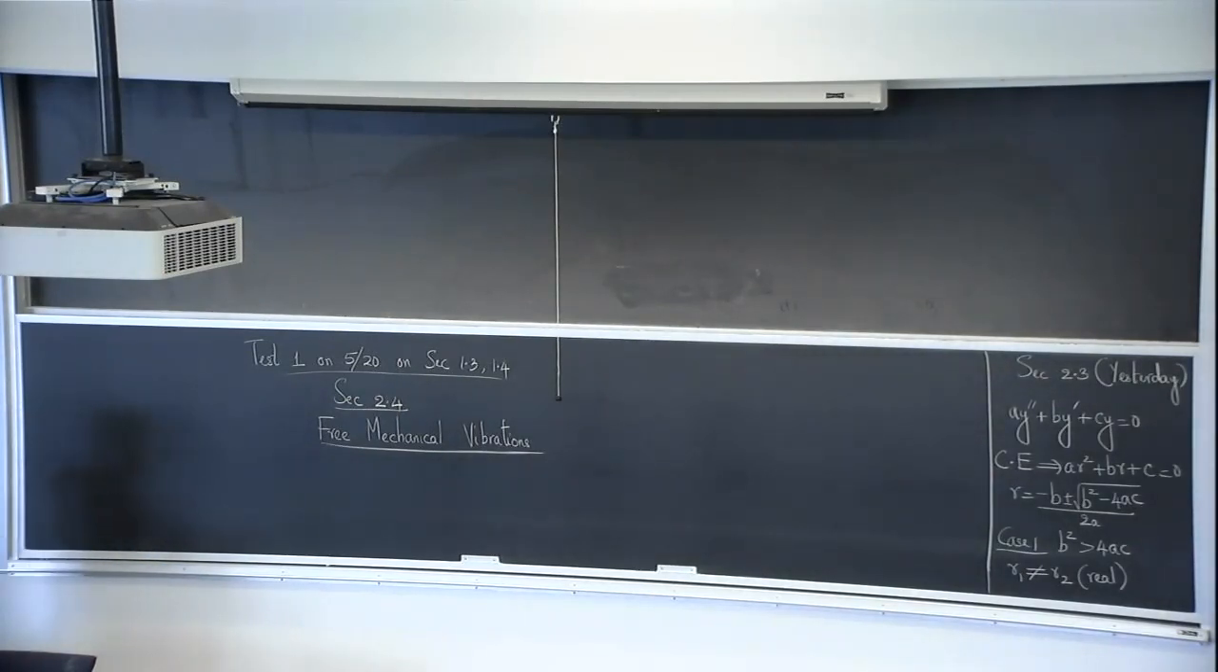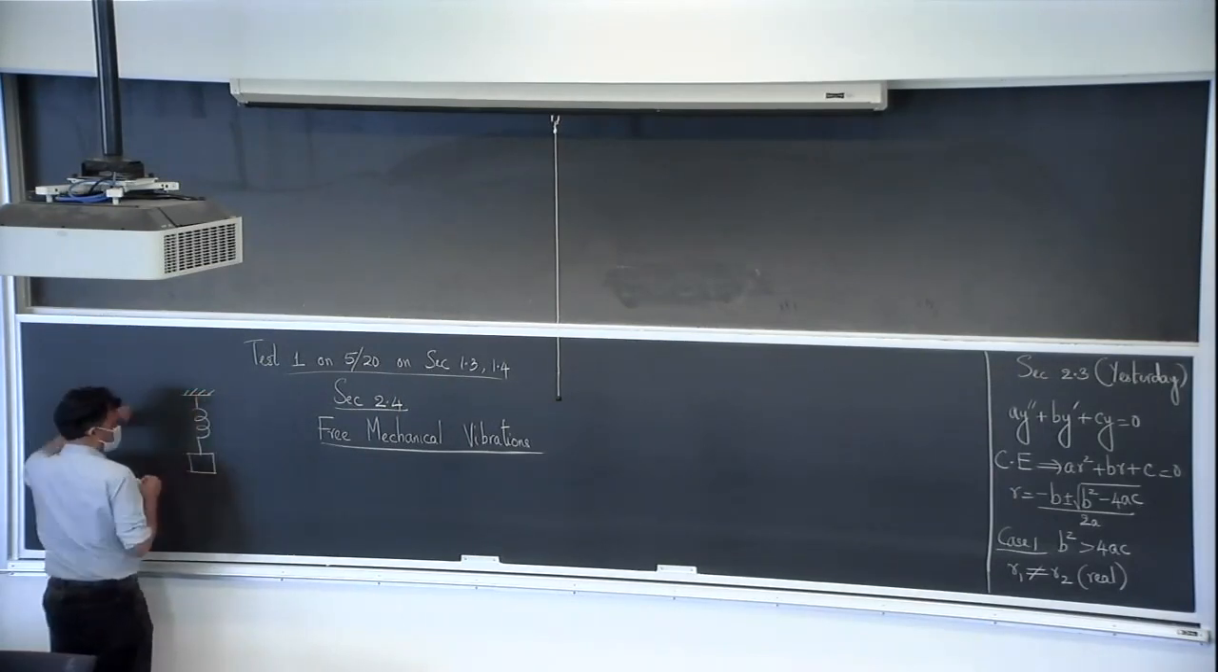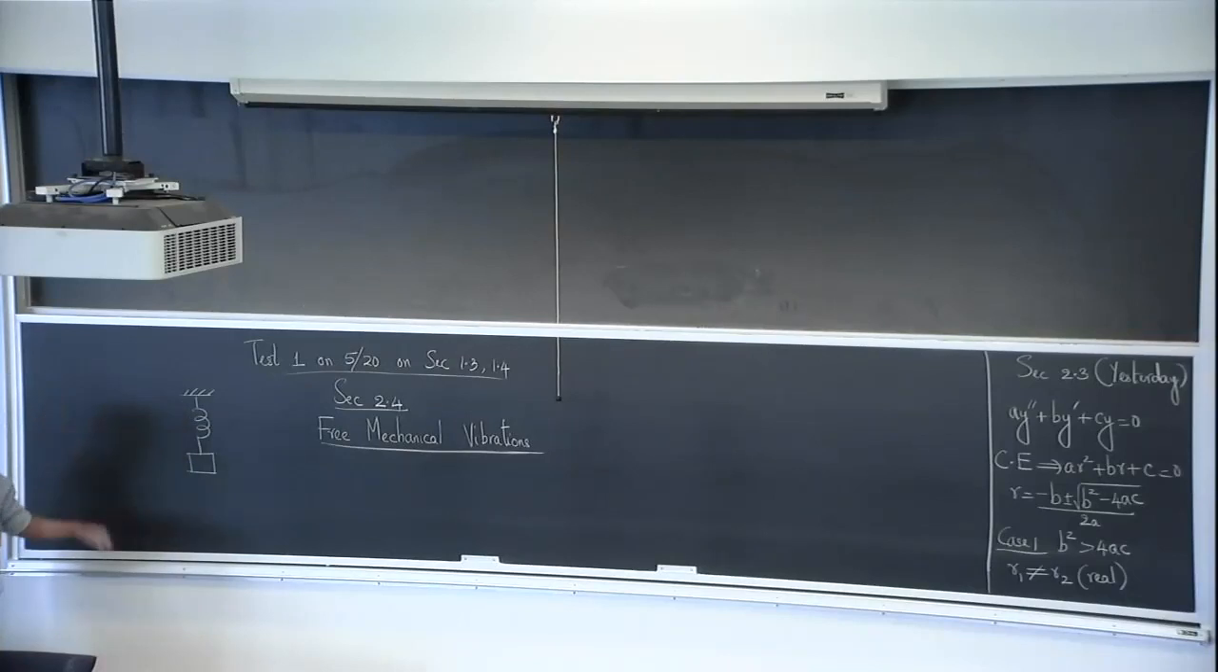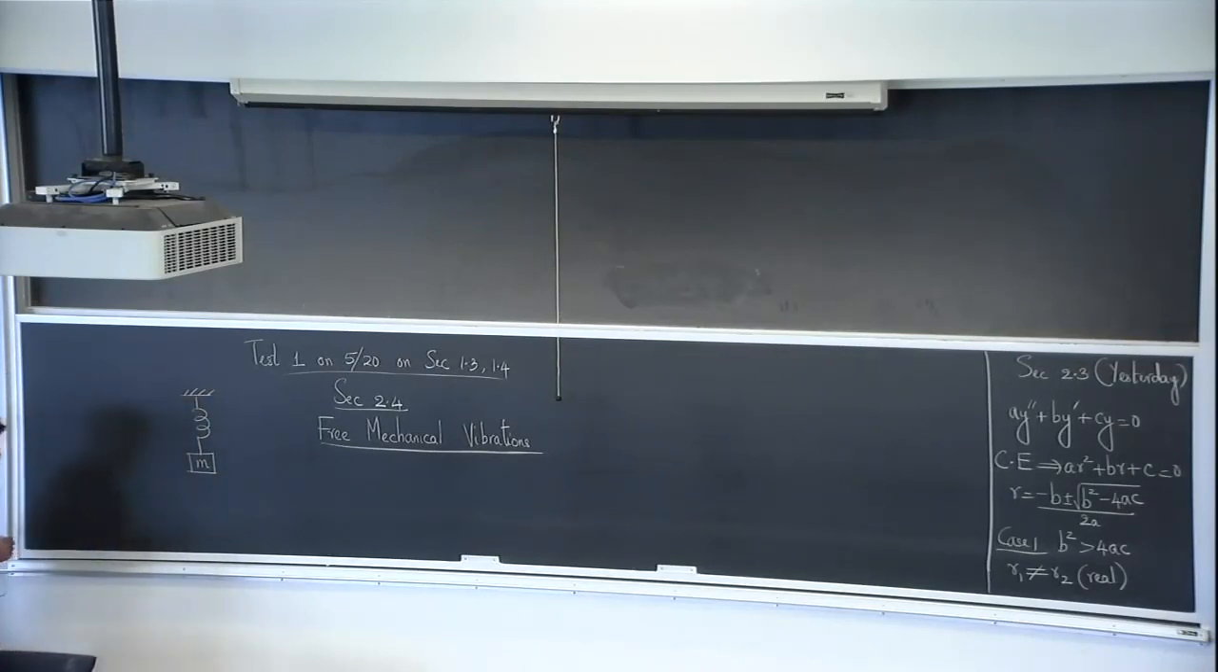Okay. So this is the setup here. We have got a spring and we have got a mass. Spring is suspended from some kind of a support. So this mass is m, could be in kilograms or pounds, depending on your choice of units.